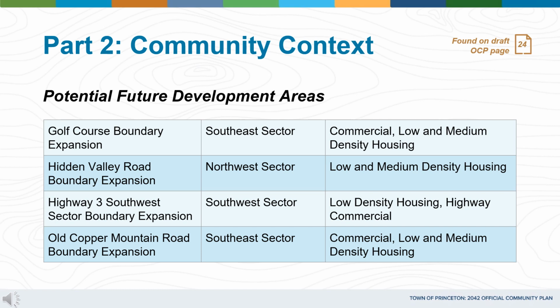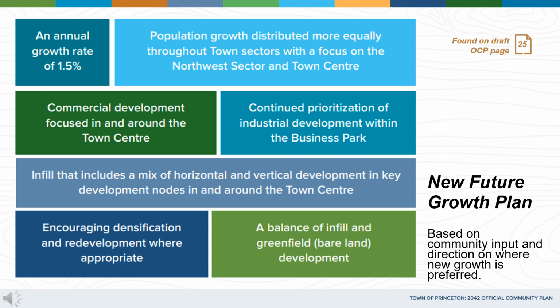These areas will require OCP amendment prior to designating specific land uses. Incorporation of these areas and subsequent development will need to align with the goals and policies of this OCP. Princeton's 20-year growth scenario, found on page 25, provides guidance for decision-making around future land use and development to ensure the needs of the population are met and the community continues to grow in a sustainable way.